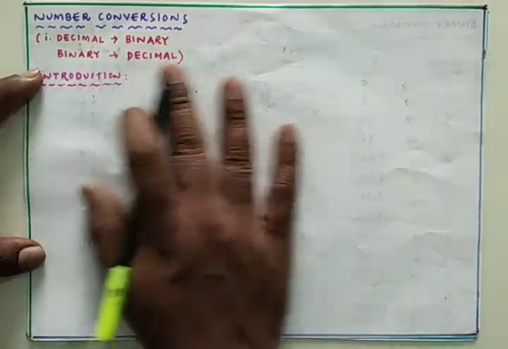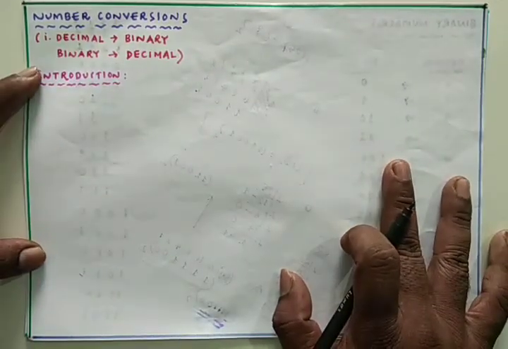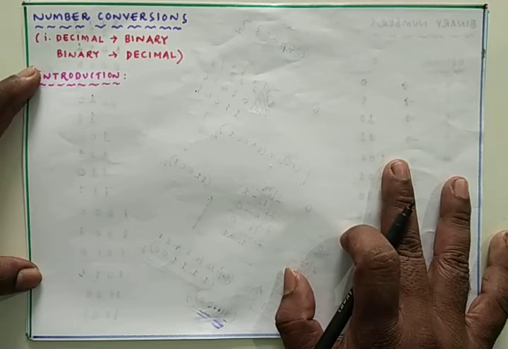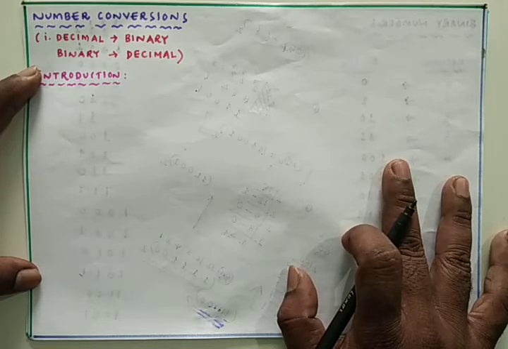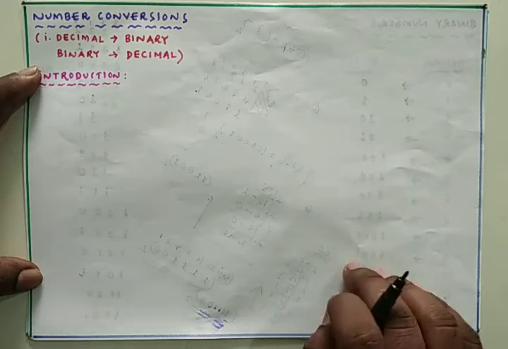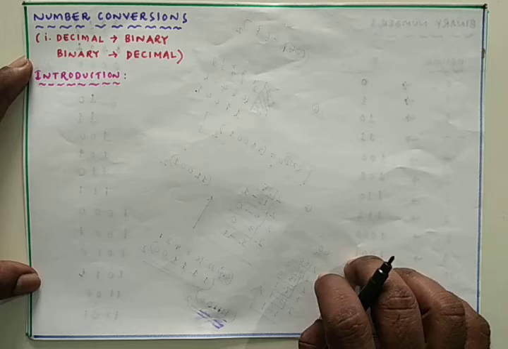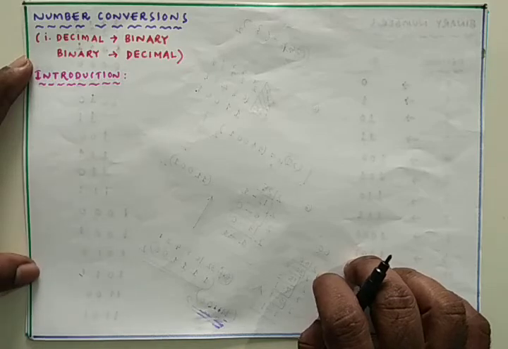I have one particular example. I am going with the number based conversions. In this particular video, mostly I am going to explain decimal to binary and binary to decimal. If time permits, I am going to explain another number system called the octal number system, whose base is 8. I will explain the conversion of decimal to octal, octal to decimal, binary to octal and octal to binary.